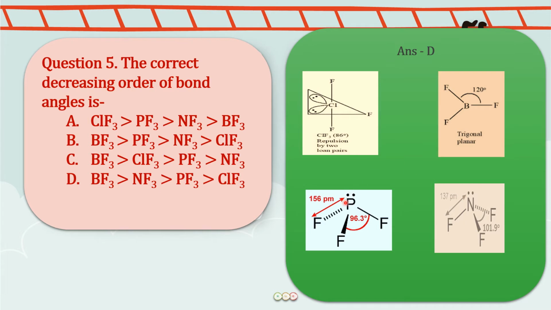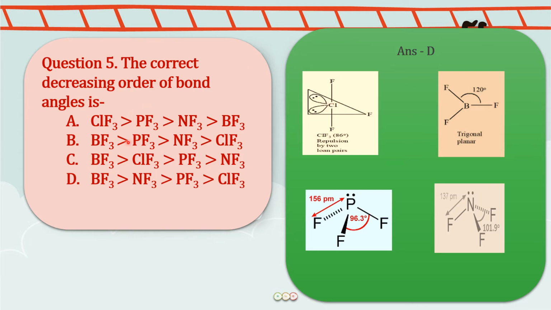As far as these two are concerned, both of them have sp3 hybridization. Both have one lone pair of electrons. The normal angle when all four are bonded pairs is 109.5 degrees, which we see in the case of methane. So these two have to be somewhat near to that value. So what you can understand is that BF3 will be the highest, and ClF3 will be the lowest.